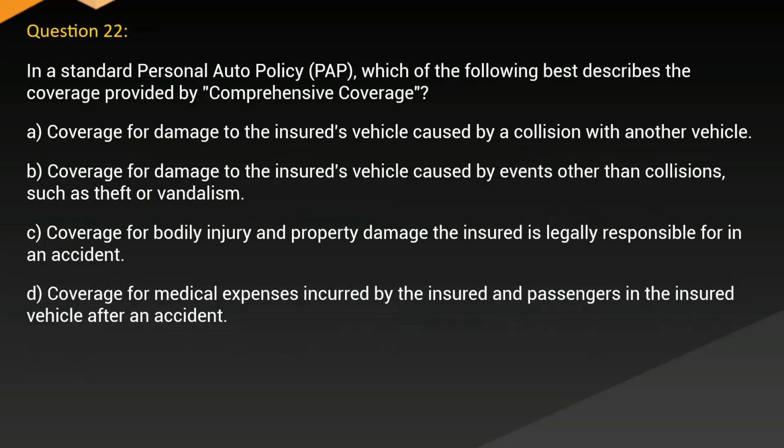Question 22. In a standard personal auto policy (PAP), which of the following best describes the coverage provided by comprehensive coverage? A. Coverage for damage to the insured's vehicle caused by a collision with another vehicle. B. Coverage for damage to the insured's vehicle caused by events other than collisions, such as theft or vandalism. C. Coverage for bodily injury and property damage the insured is legally responsible for in an accident. D. Coverage for medical expenses incurred by the insured and passengers in the insured vehicle after an accident.